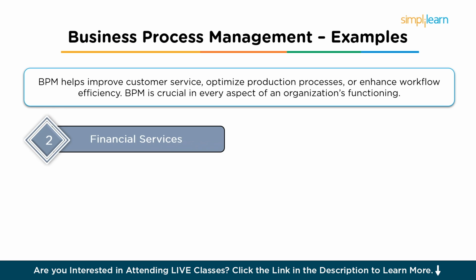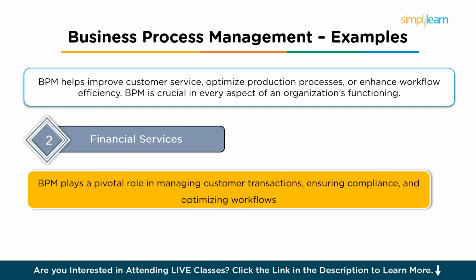Example 2. Financial services. In the financial services industry, BPM plays a pivotal role in managing customer transactions, ensuring compliance, and optimizing workflows. For example, in banking, BPM can help automate and optimize processes related to loan approval, customer onboarding, and account management. By automating tasks such as data entry, document verification, and compliance checks, financial institutions can ensure faster service delivery and reduce the risk of human error.